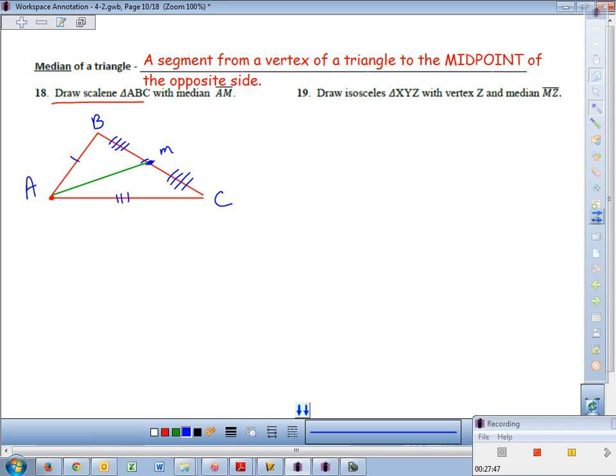Is that the only median that we could draw in this triangle, though? You shaking your head no? Where else could I have drawn a median from?